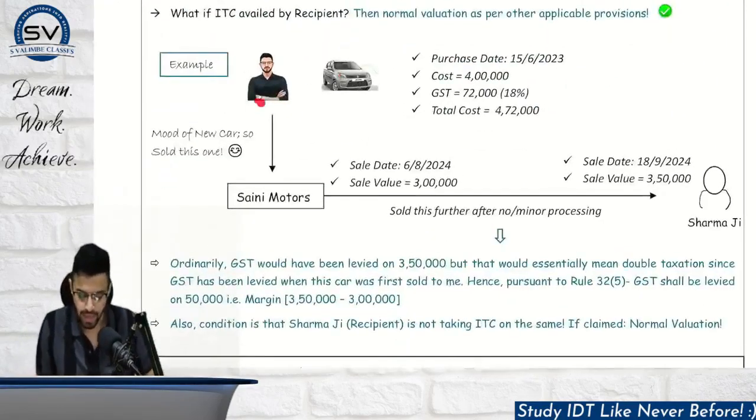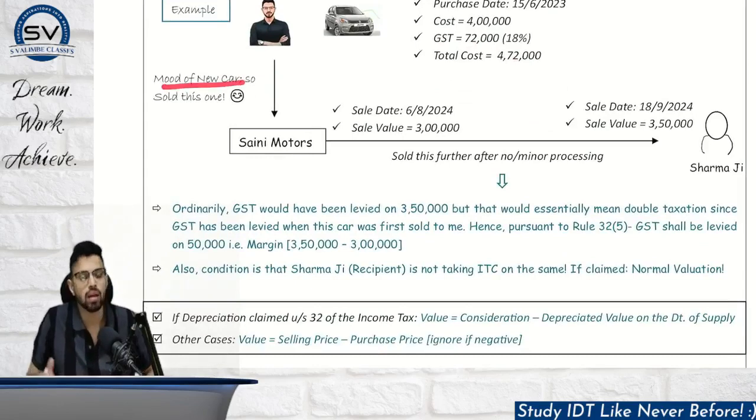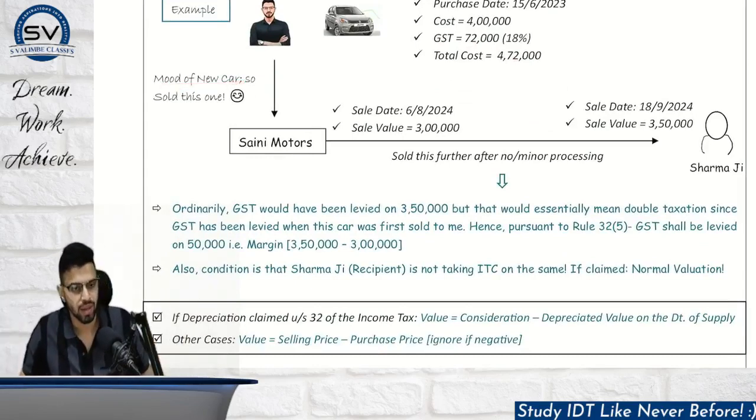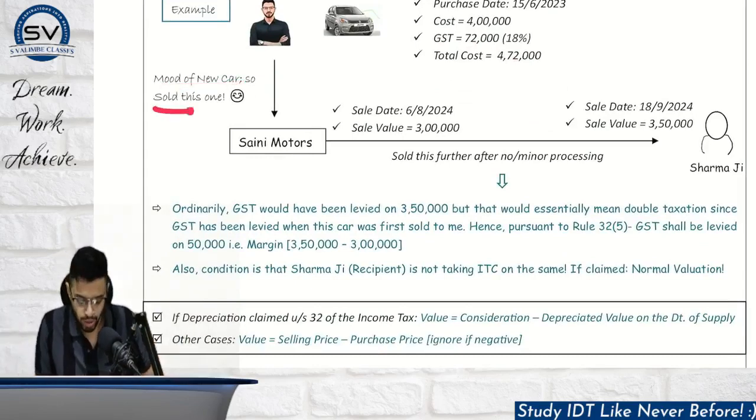Let's say that I took an Alto car, and the purchase date is 15 June 2023. The cost was 4 lakh. GST was, let's say, 18%. Total cost happened to be 4,72,000. Now I thought of buying a new car. So now I am in the mood of buying a new car. So I sold this one to a second-hand dealer, Sani Motors.